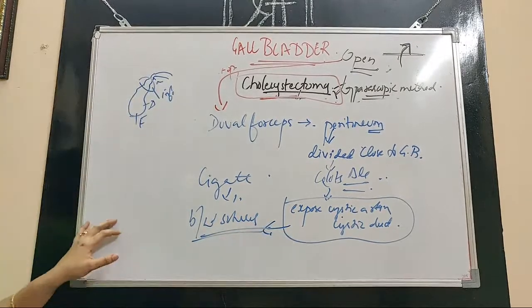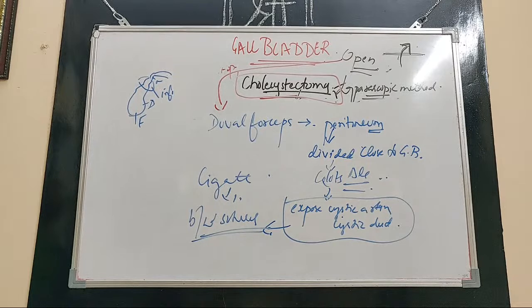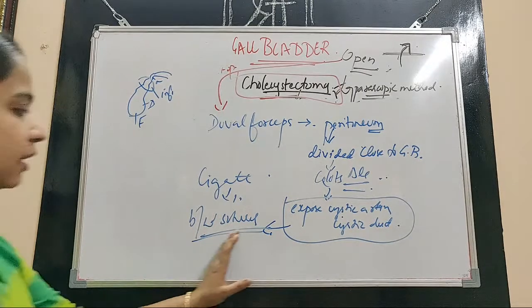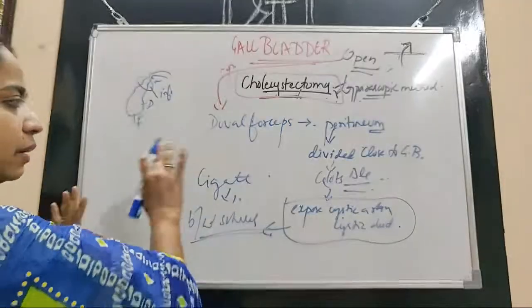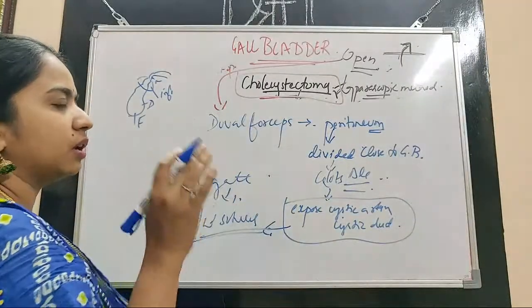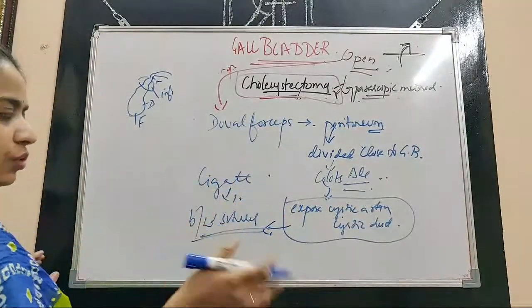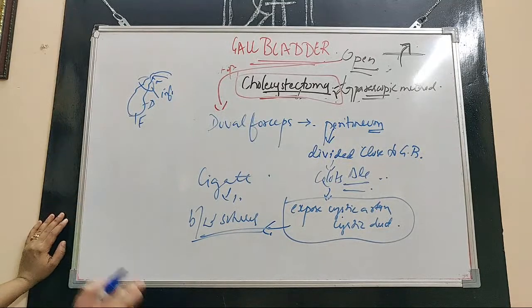So that there is no spillage into the area. So this is how in both the procedures, the cystic duct and the cystic artery are the two important structures that we have to keep in mind before we dissect the gallbladder out of its situ. In both the cases, there are two to three basic things that we have to keep in mind.